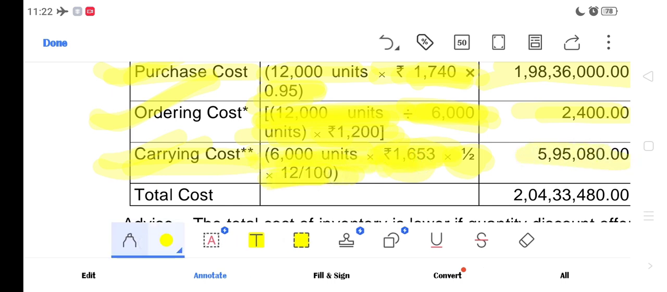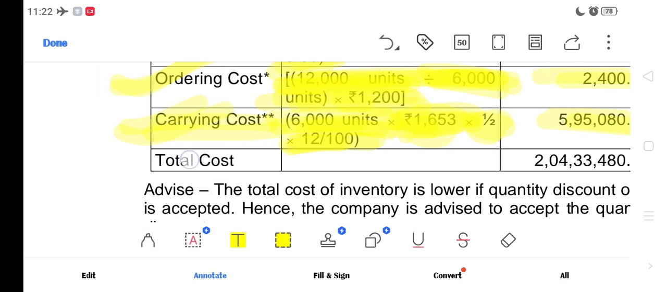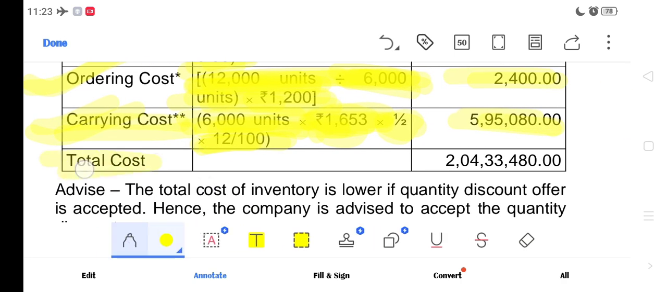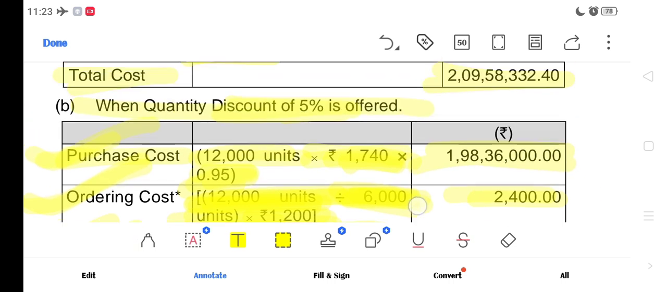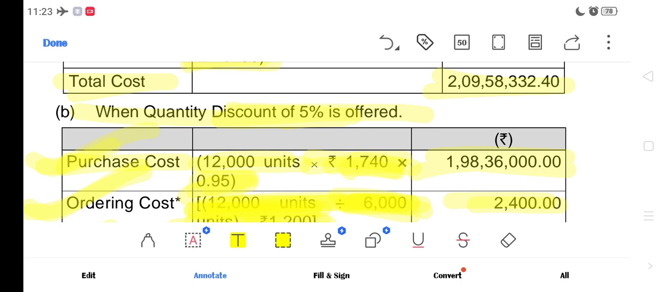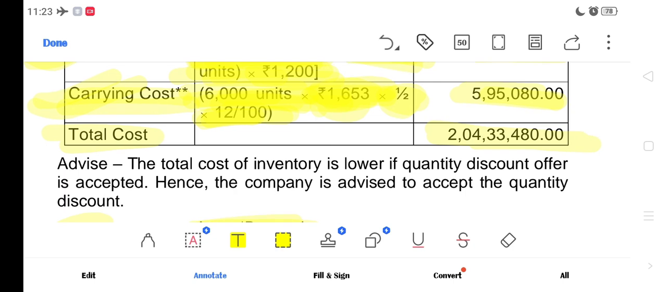So here comes the total of 5,95,080 rupees. Now what is the total cost? Yes, what is the total cost? 2 crore 4,33,480. Now you compare from above, where there is no quantity discount. As per EOQ it is 2 crore 9 lakh. Now if we apply the quantity discount, it is 2 crore 4 lakh.